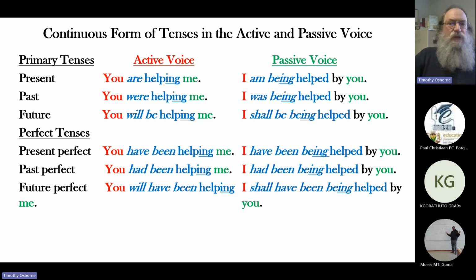Good. In the past tense, you were helping me. Oh, that sounds good. And in the passive voice, I was being helped by you. There we are. We're getting some good information here.